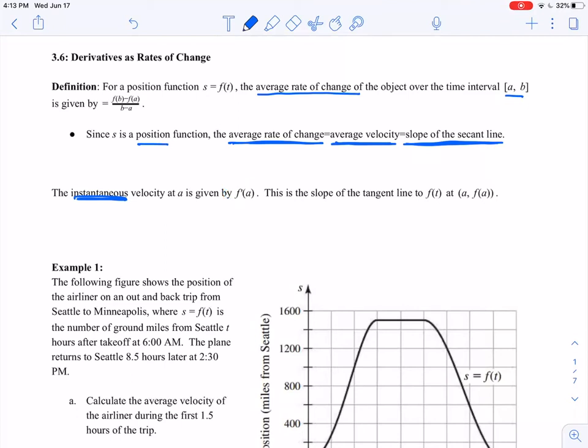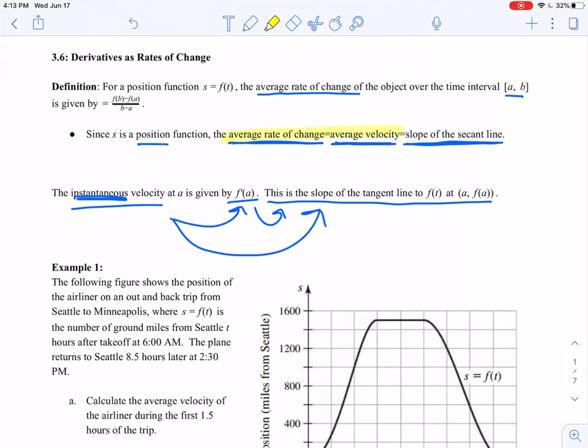The instantaneous velocity also represents the slope of the tangent line to f of t at some point a comma f of a. So just cementing and hopefully re-establishing this relationship between instantaneous velocity or instantaneous rate of change and the slope of the tangent line and the derivative. All three of these are very much related. Here we're all talking about the same thing. Now we're talking about the derivative.